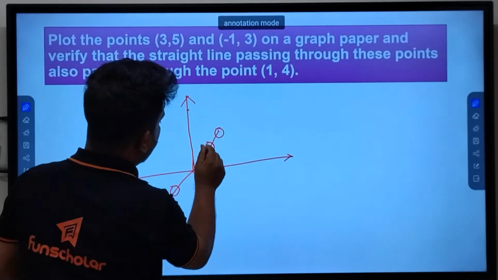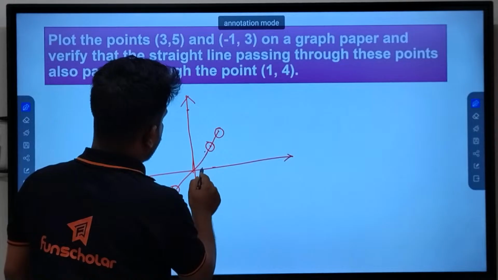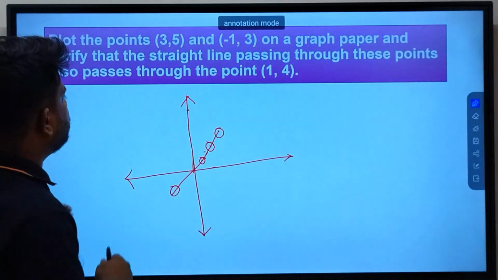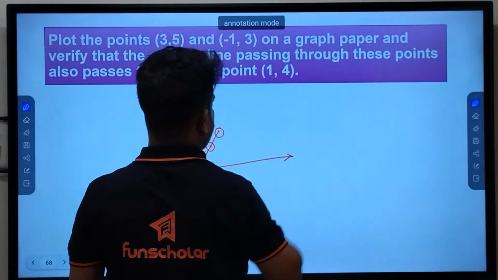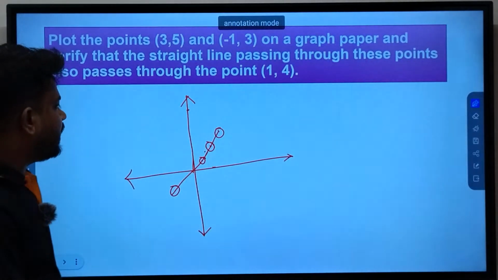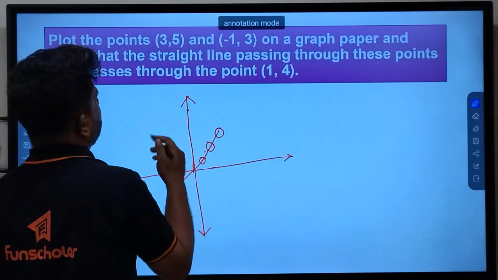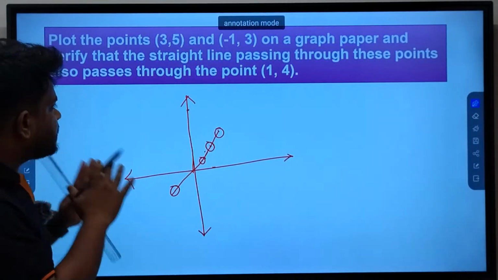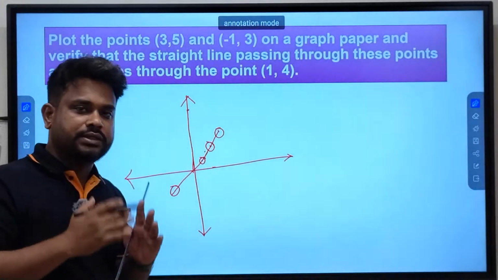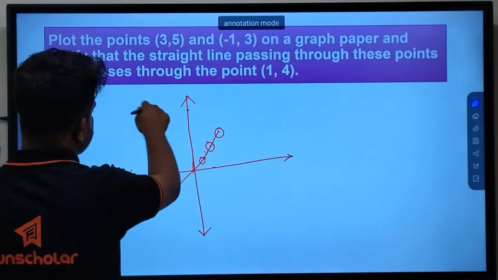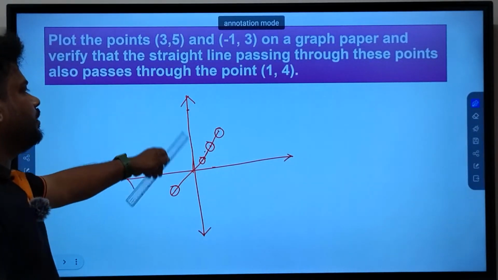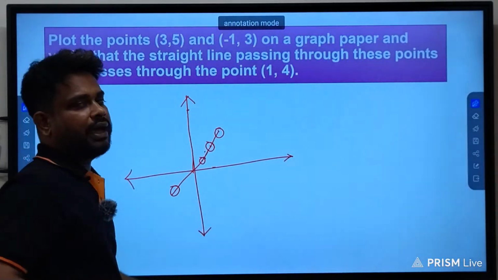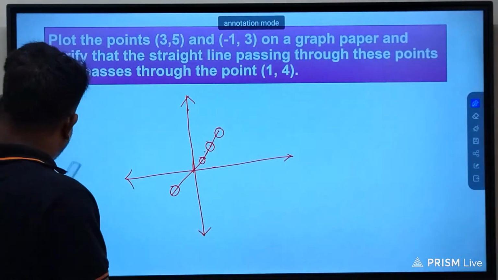If you are getting the point here, you can say (1, 4) will be here. So if you are getting this, then yes, this line is passing through (1, 4). And if you are not getting it here, then you will say that this line will not pass. For this kind of MCQ or short answer type questions, you can just draw the line or plot the points and measure it with a simple scale. Okay, right?